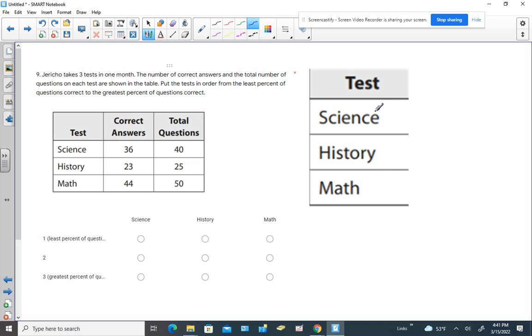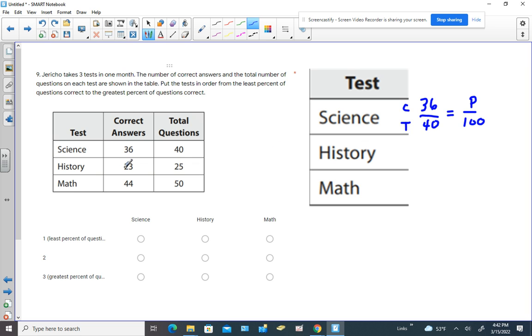So what I've done here is I just have each test listed here, and we're going to write the fraction first. Now, to figure out the percent correct, you need to figure out the ratio of correct to total questions. So let's look at science. Science, we have 36 out of 40. And remember, percent is some number out of 100.